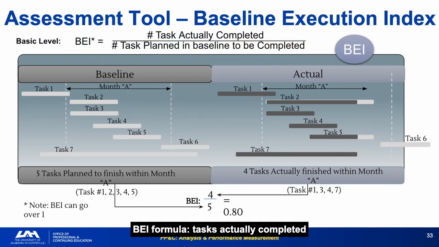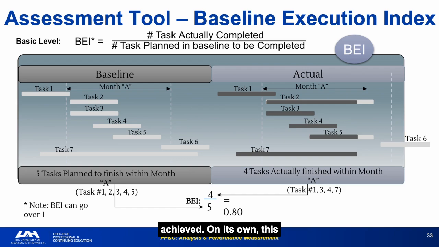BEI formula. Tasks actually completed divided by tasks planned to be completed in the baseline period. In the example, 4 tasks completed out of 5 planned give a BEI of 0.80. BEI can go over 1.0 if more tasks are completed than were planned, which can happen when teams front-load easier work or when tasks planned for later periods are completed early. A BEI of 0.80 means 80% of the planned task completions were achieved.